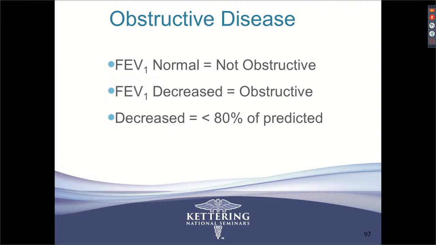If the FEV1 is normal, then it's not obstructive. If we have a decreased FEV1, then that's considered obstructive. How much of a decrease? It has to be at least less than 80%.